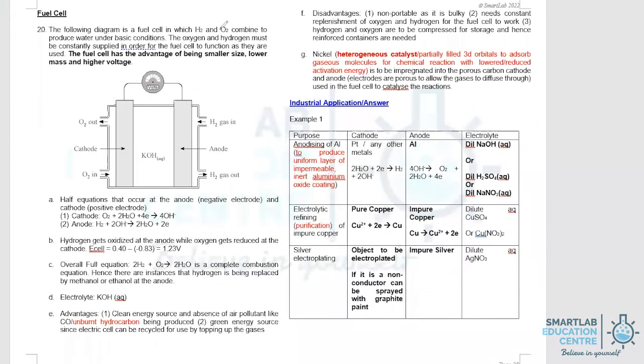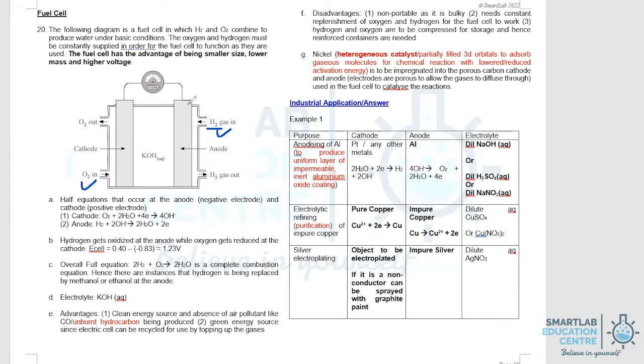Let's take a look at the fuel cell. A fuel cell is an electrochemical or electric cell, where the fuel is hydrogen gas and oxygen is the oxidizing agent. In this case, the fuel cell has the advantage of being able to fully oxidize the fuel without any combustion. So let us take a look at how this is being enabled.